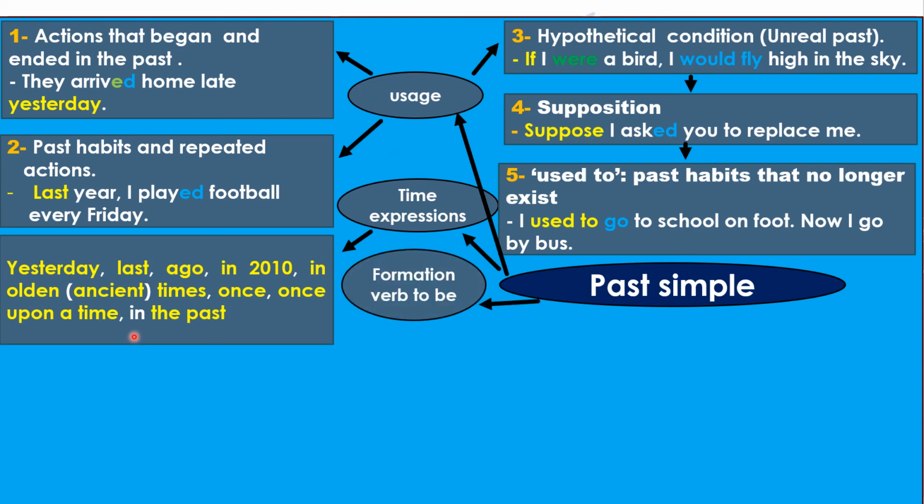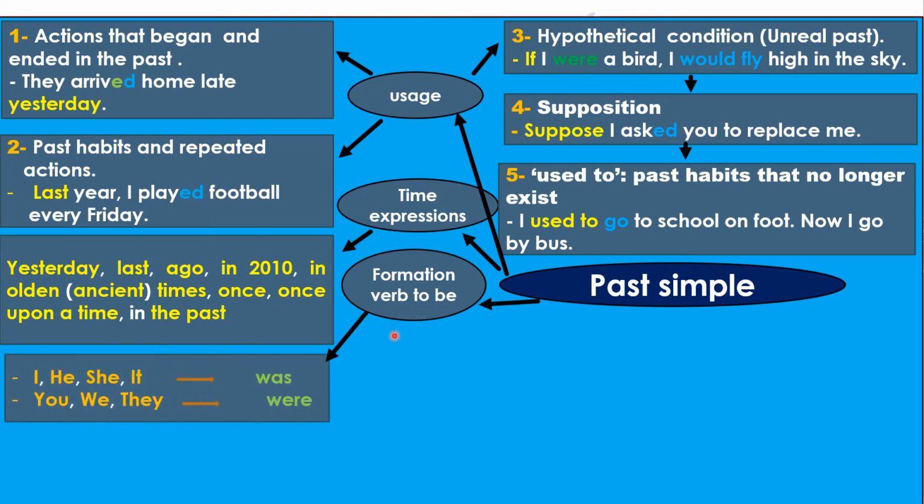Now let's move to talking about the formation of the past simple. We're going to start with the formation of verb to be. So I, he, she, and it, all of these subject pronouns take was. You, we, and they take were.